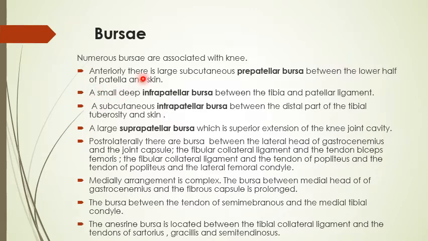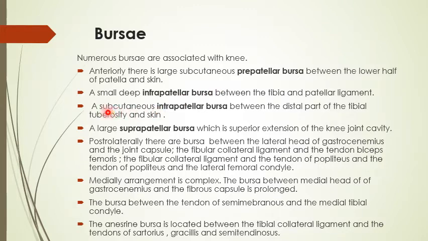To avoid the friction rub between the skin and the patella, there is a small deep infrapatellar bursa between the tibia and the patellar ligament. The ligamentum patelli passes to the tibial tuberosity, and the part of the tibia above that, behind the patellar ligament, has a bursa. This is to avoid the friction rub between the patellar ligament, ligamentum patelli, and the upper part of the tibia bone.